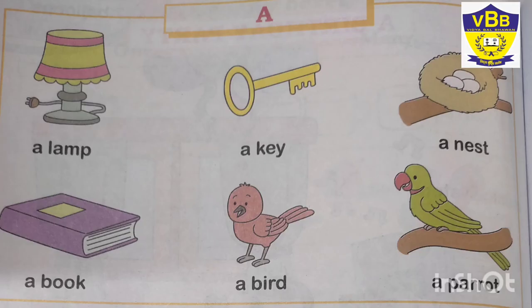So children, let's read Alpha Fun book page number 88. Now you can see the picture of a lamp. L is a consonant, so we use A before that word. A lamp. Then a key. A nest. A book. A bird. A parrot. As you can see, these are all pictures that start with a consonant, so we use A before those words.